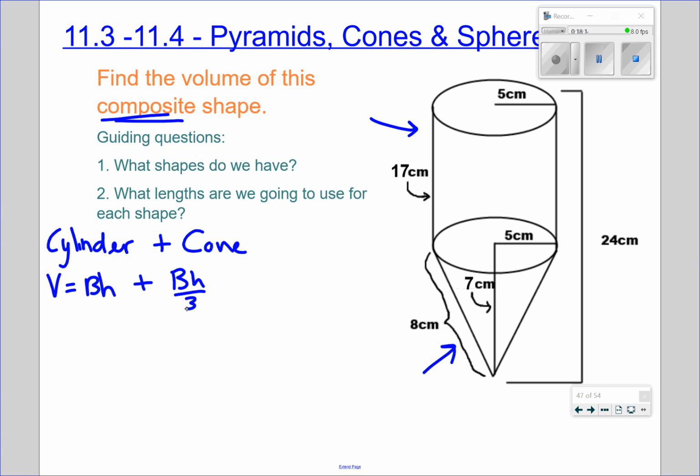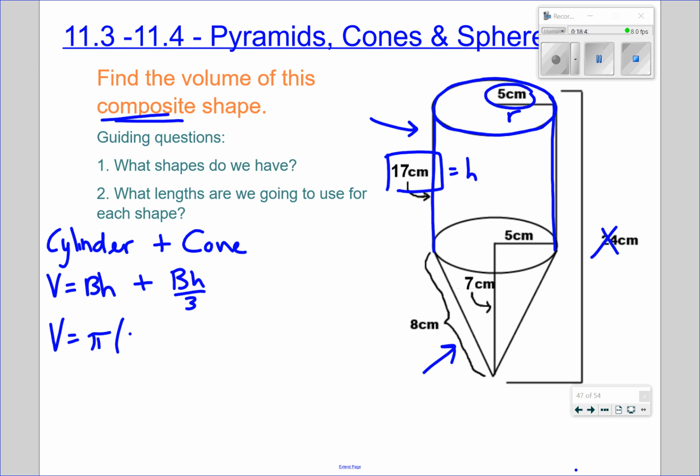So I need to figure out what dimensions I'm actually using. Let's talk about my cylinder first. We know that the base is the circle, so that's going to be area of the base, and we know that this 5 is going to be our radius. Our height of our cylinder is how tall it is, here or here, not this 24, that's the whole shape, so we're going to use this 17 as the height. So our volume here would be area of the base, or pi times a radius of 5 squared, all times a height of 17. Plus, let's look at our cone now.